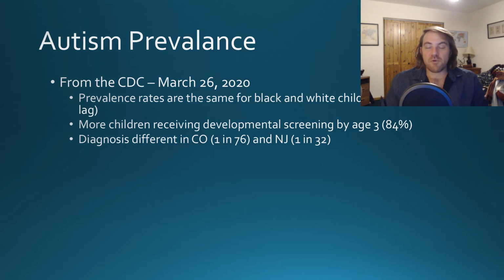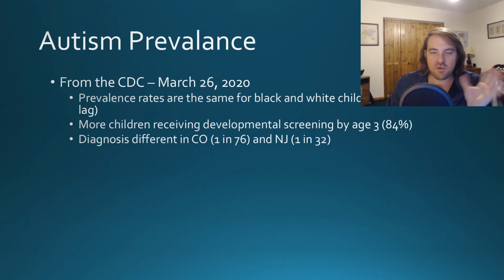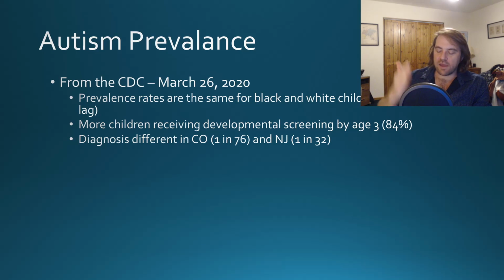Prevalence rates are the same for black and white children, which is great. I mean, it's not great that everybody has a disorder, but it's good because that means black and white children are being diagnosed at the same rate, which means they can get services at the same rate. Because if you're not diagnosing people with autism, that doesn't mean they don't have it. It just means they're languishing as neurotypicals and not getting the services they need. So it's great that prevalence rates are equal for blacks and whites.